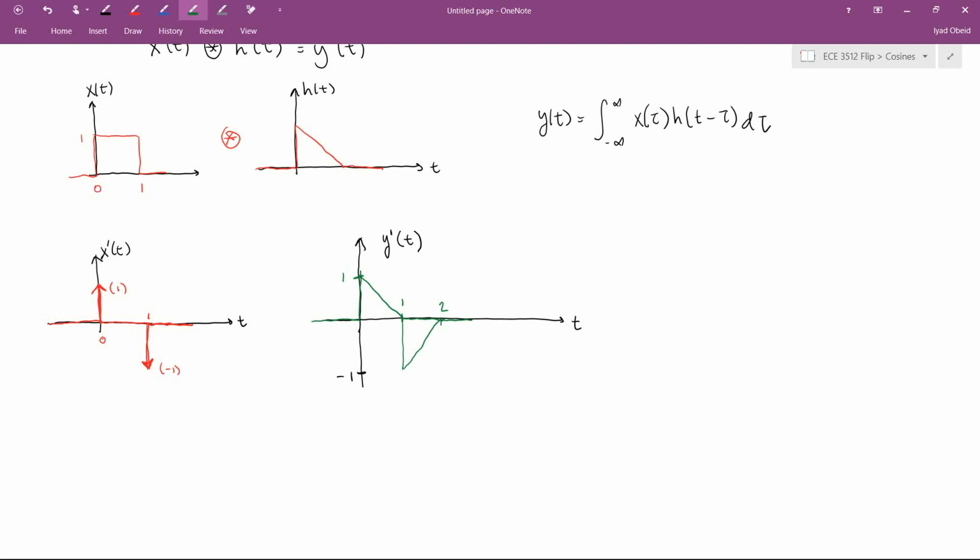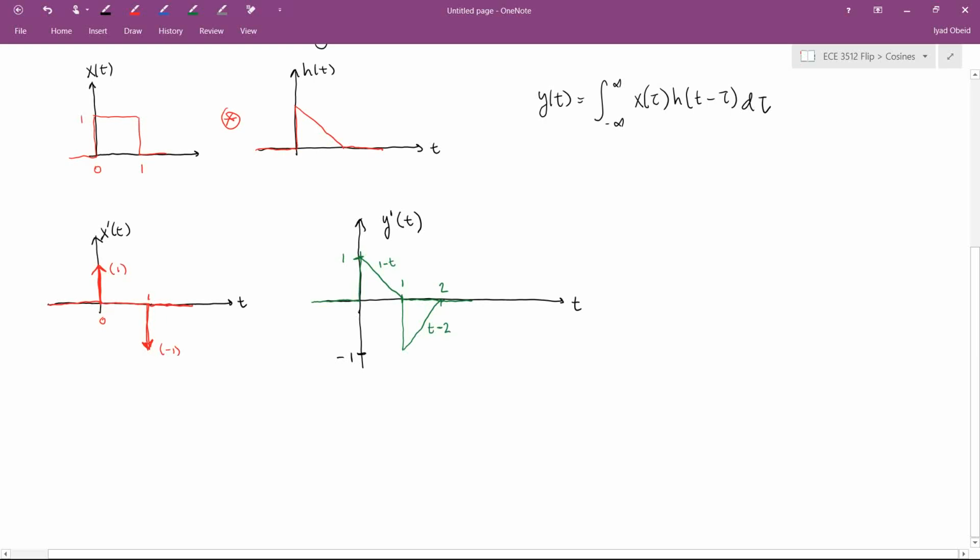So if I want to get y of t, I'm going to have to integrate this. Let's see how that works. Right here, the equation of the line is 1 minus t. And over here, the equation of this line is t minus 2. We're just going to integrate that to get y of t. For negative time, there's nothing to integrate, so I'm just going to get 0 again. Let me label my axes, y of t. For negative time, I'm going to have 0.